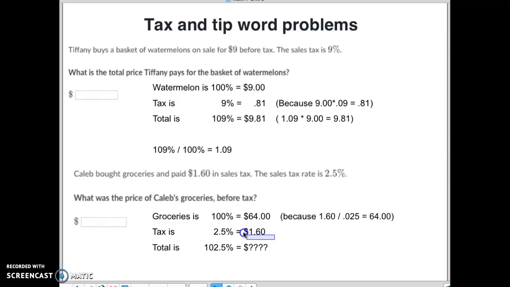So we can take this $1.60 divided by 0.025, and we'll get $64. You take this divided by this, and that gives you this answer. Had they given us our total price, we could have taken that divided by this to get back to the $64. But they didn't in this case, so we'll just take this one. How cool is that, guys? So our answers: this one up here was $9.81, and this one right down here is $64.